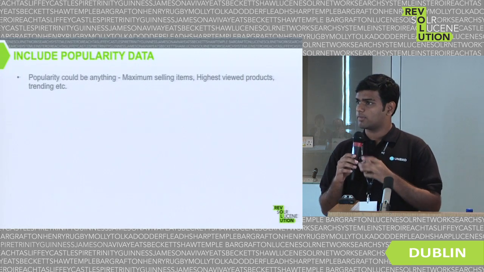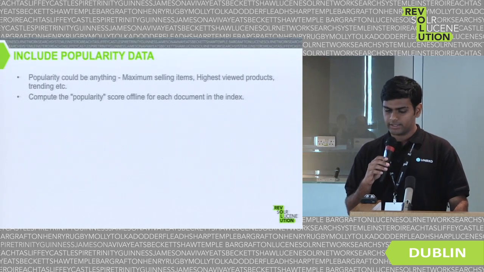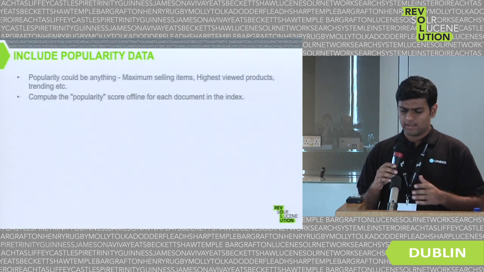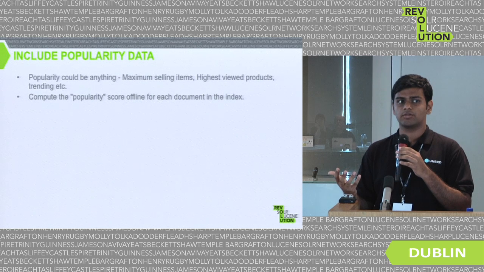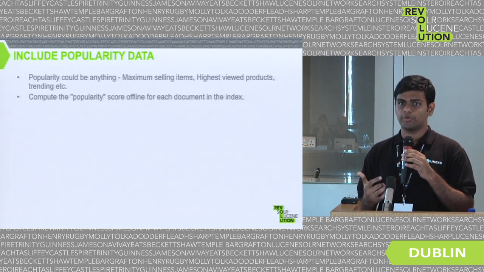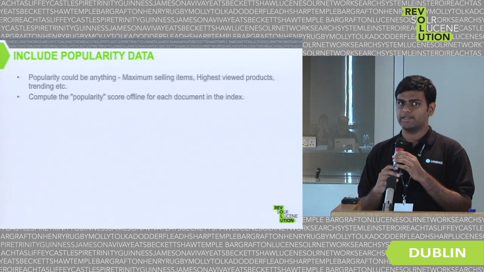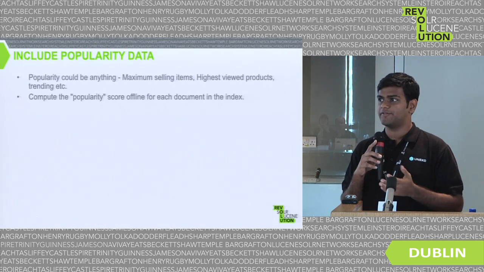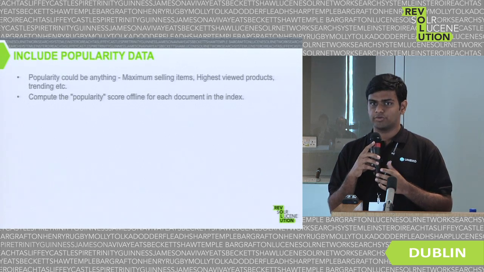You would compute this popularity score offline for each document in your index. Then you could re-index this document with the popularity score. If your data set is small, you don't mind re-indexing it over and over again. But suppose you had a data set which was big enough, you could very well use an external file field or a parallel reader based approach.